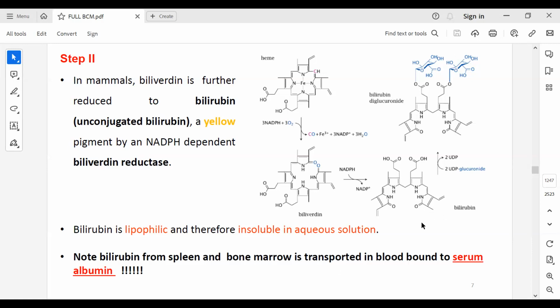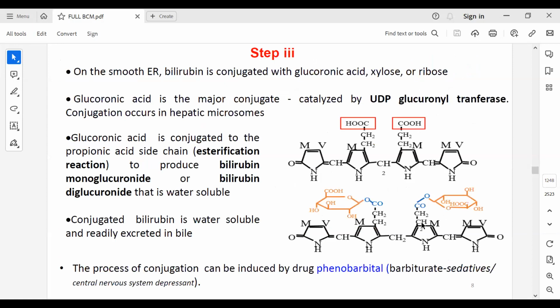So most of this bilirubin will be transported using serum albumin. Step 3. On the smooth endoplasmic reticulum, bilirubin will now be conjugated with glucuronic acid, xylose, or ribose. In short, what we need to do is make it more hydrophilic. So two of them can be added here to make it hydrophilic, which can now be excreted. It makes it water soluble, and then it can readily be excreted in bile.